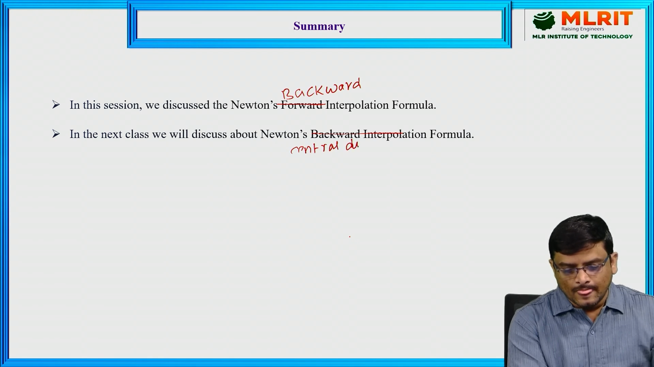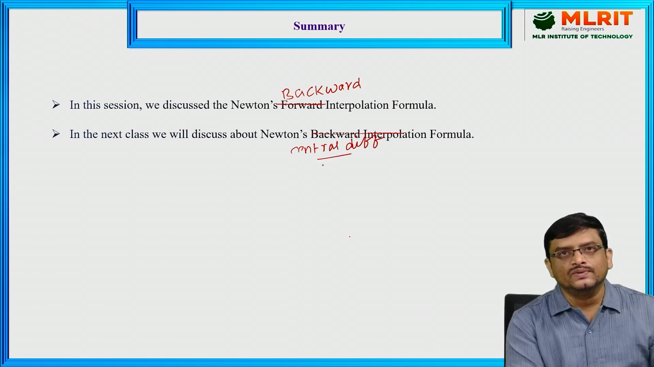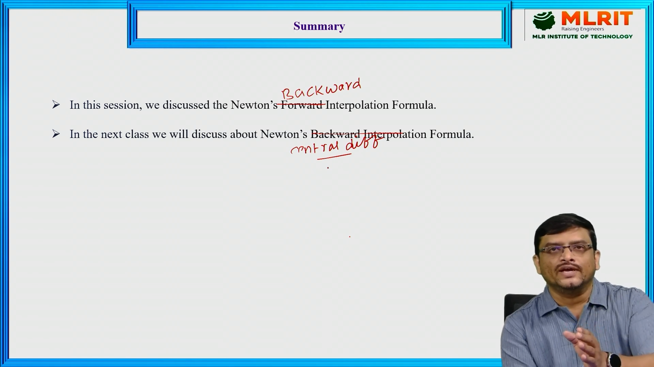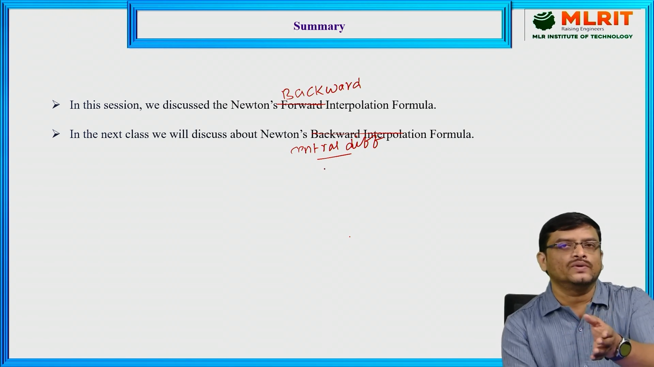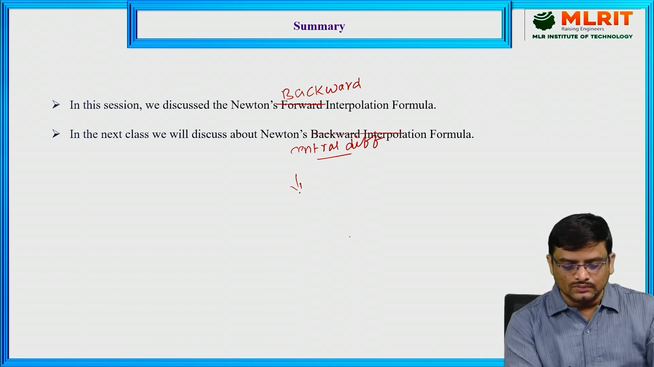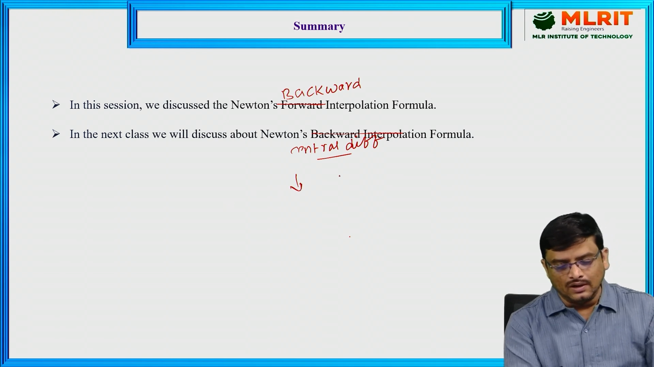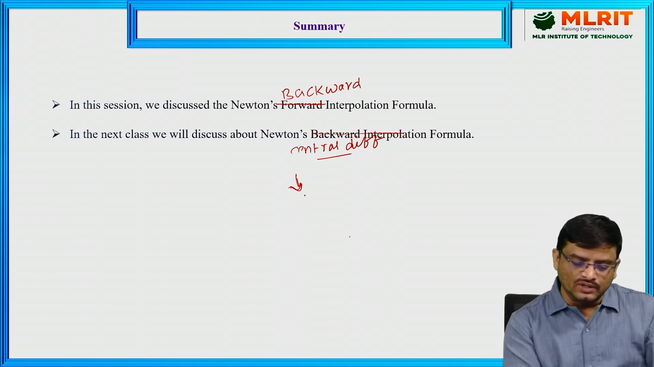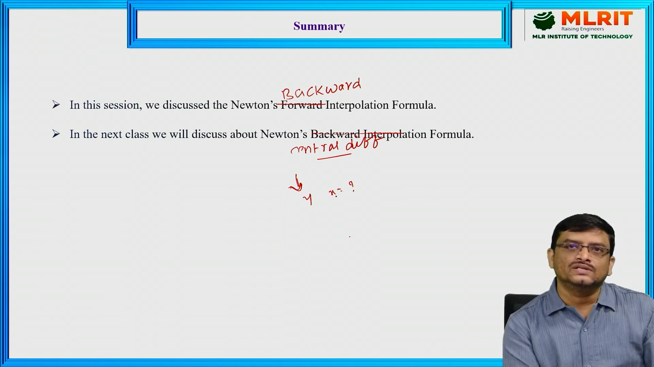In this video and the previous videos, we have seen that whenever the x value lies at the beginning of the table, we can choose Newton's forward interpolation. Whenever the x value lies at the ending of the table, we have just now seen how to apply Newton's backward interpolation. Now whenever the x value lies in the middle of the table, not at the beginning, not at the ending, how can we use this interpolation concept to find the value of y at a given value of x? This we will discuss in the next video. Thank you.